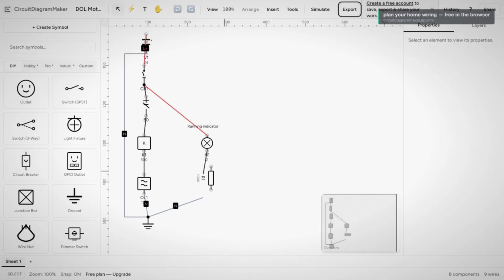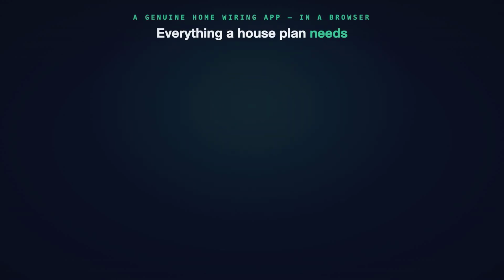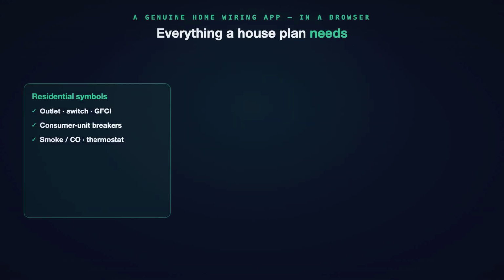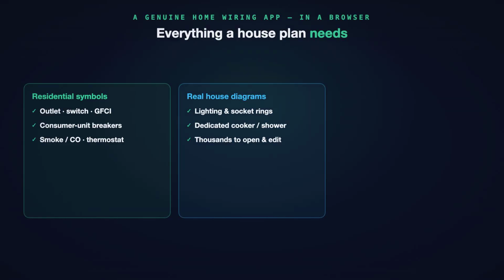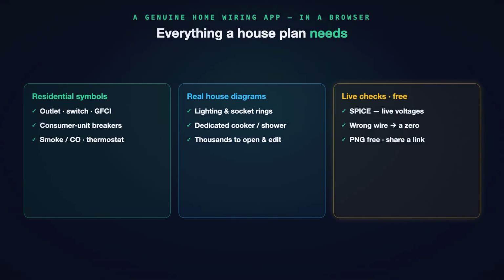And there is a whole library behind this. Thousands of real wiring diagrams, house layouts, consumer units, lighting circuits, socket rings, dedicated cooker, and shower runs. Open any of them, hit Edit, and reshape it into your own home. 10 minutes tracing a real house diagram teaches you more than an hour of reading. So this is genuinely a home electrical wiring diagram app. Residential symbols, real house diagrams, live checks, free to start. It just happens to live in a browser instead of a store.